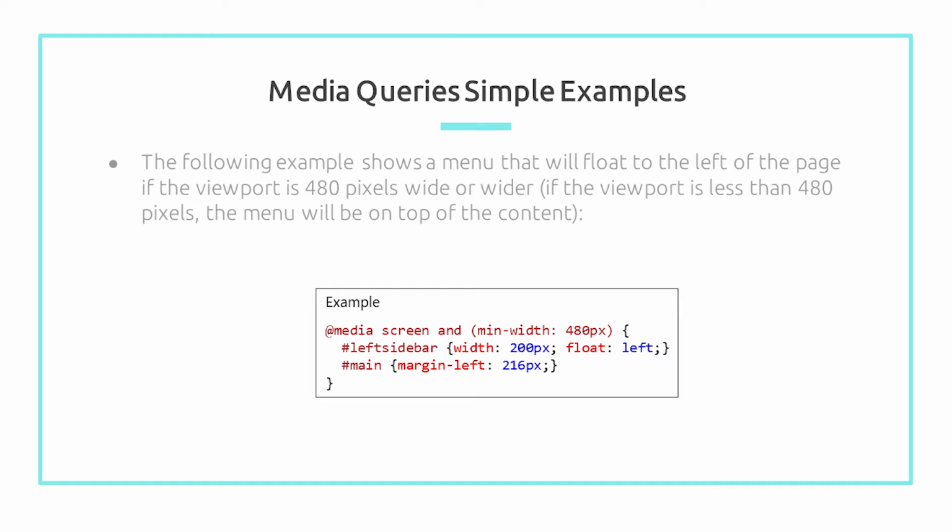The following example shows a menu that will float to the left of the page if the viewport is 480 pixels wide or wider. If the viewport is less than 480 pixels, the menu will be on top of the content.